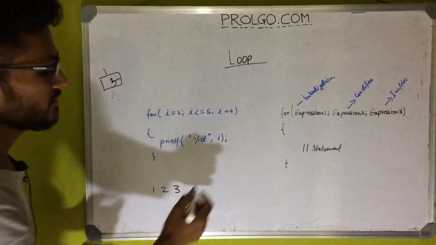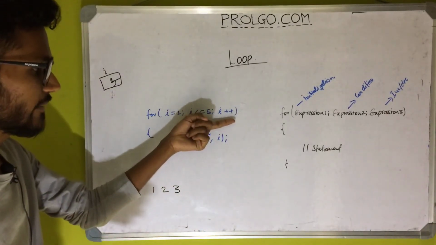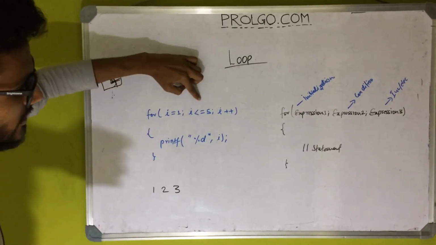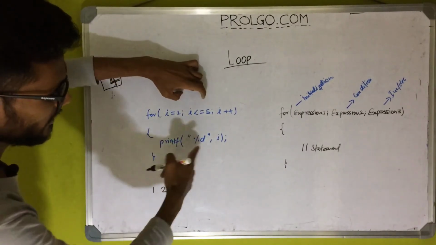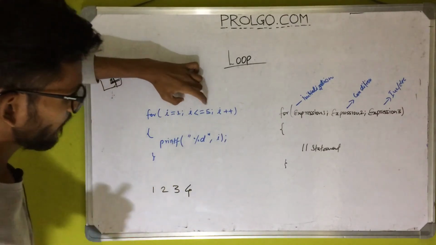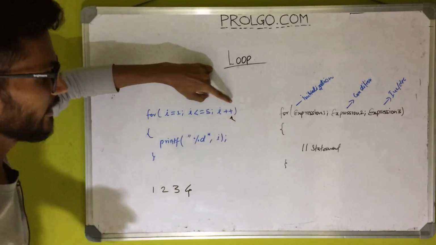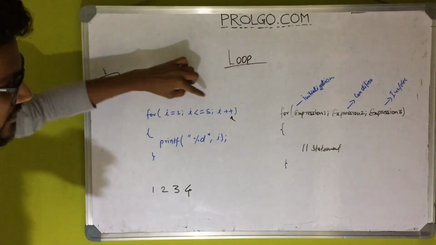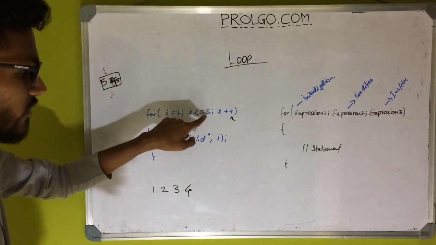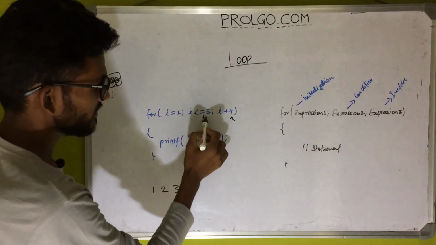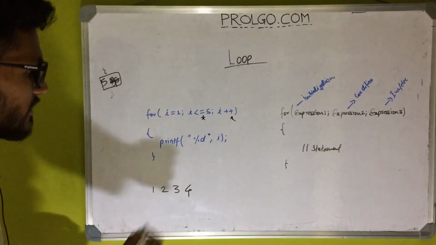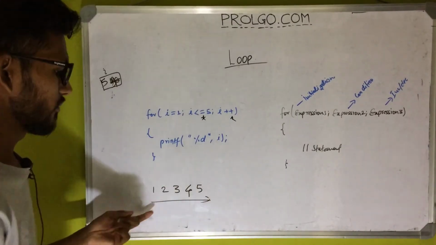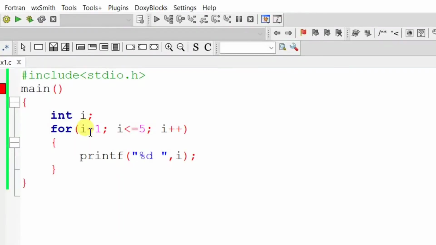Then again here it will be incremented by 1, the value will be 4. Then comes here, check the condition is true, yes, then come here, print 4. Then it will be incremented by 1, so this will be 5. 5 is less than or equal to 5. This time the condition is satisfied, yes, so it will come here and print. So this is how 1 to 5 will be printed.